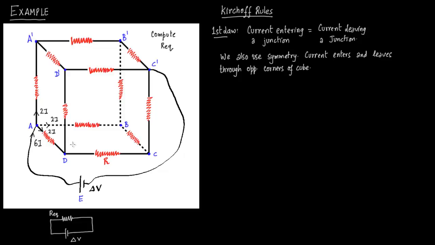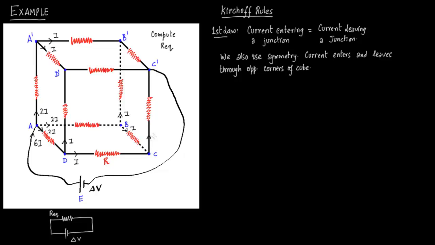Now say the current reaches junction D. The current will split up equally by symmetry. It will go I towards D prime and I towards C. Now again the current reaches junction B and it will again split up, I towards B prime and I towards C, and again at junction A prime the current 2I will split up as I towards B prime and I towards D prime.